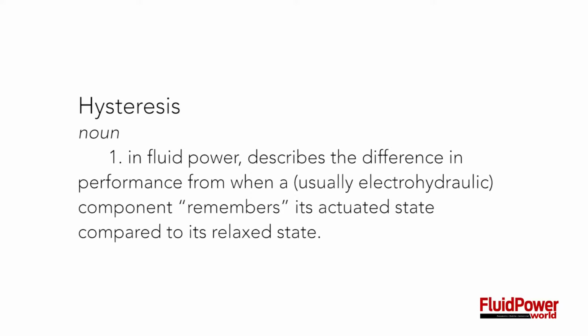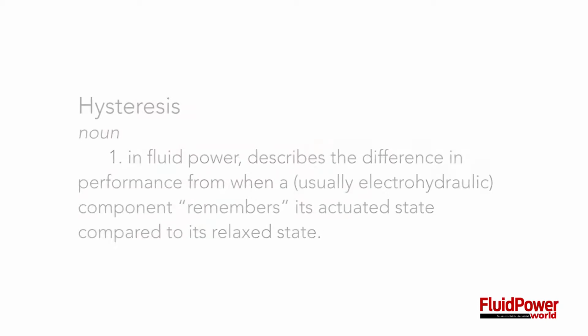Hysteresis in fluid power describes the difference in performance from when a usually electrohydraulic component remembers its actuated state compared to its relaxed state. So for example, when you fire a solenoid valve's coil and then remove current to that coil, the magnetic field still exists and tries to keep the valve slightly shifted. The difference between where the valve stays shifted and its intended position is its hysteresis.